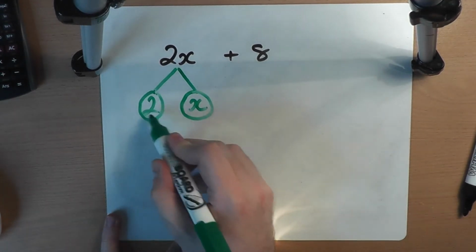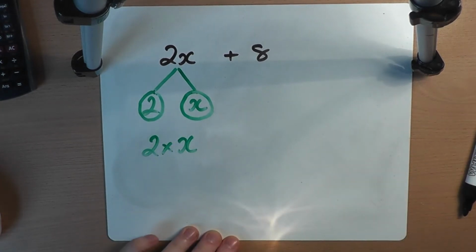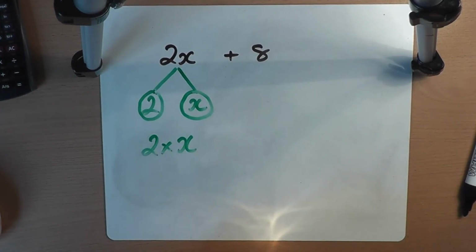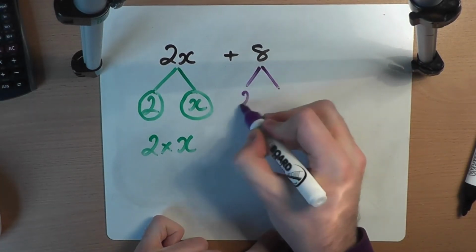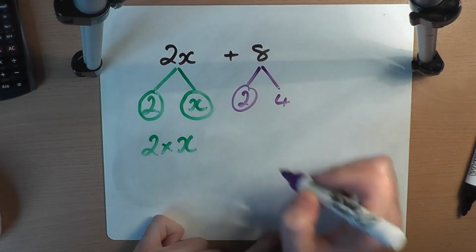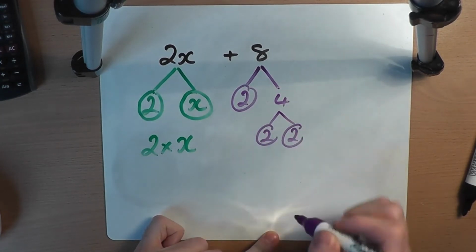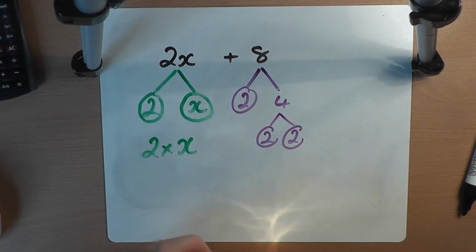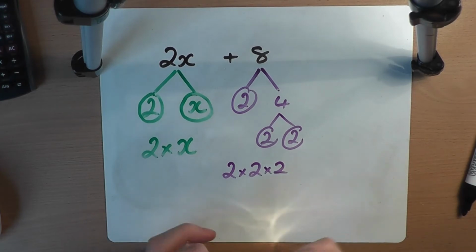And underneath, I'm going to write down the 2 things at the ends of the branches multiplied together, 2 times x. So we've taken that 2x, we've ripped it apart into prime numbers and letters on their own, and we've written it underneath as 2 times x. We'll do the same for the 8, use a different colour. So the 8, I'm going to split that into 2 times 4, 2 is prime. The 4, I'm going to split into 2 times 2, both of which are prime, and we've reached the end of what we're looking at. And underneath, 2 times 2 times 2.